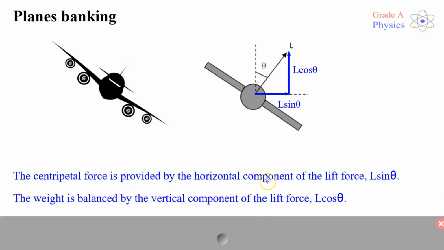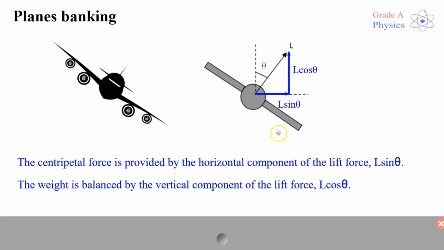And once again, you can see the similarity here with the previous two examples: the reason we move in a circle towards the centre on the right of the screen is because we have a centripetal force that is provided by the horizontal component of the lift force, L sine theta. And the reason we're moving in a horizontal circle and not going up or down is the weight downwards is balanced by the vertical component upwards of the lift force, which is L cos theta. So again, if we know the weight, we can find L cos theta, they will be balanced. And if I know M, V and R, I can find the centripetal force, which is L sine theta, and we can work out theta.